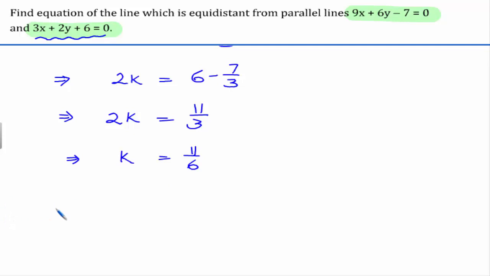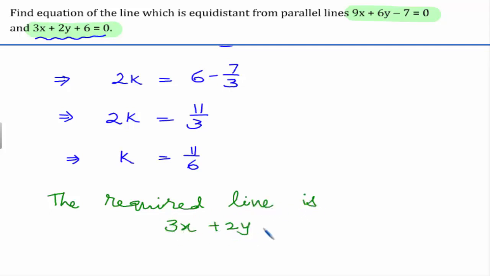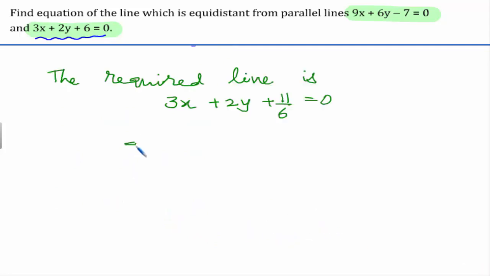So the required line is 3x plus 2y plus 11 by 6 is equal to 0. If we simplify this, we get 18x plus 12y plus 11 is equal to 0.